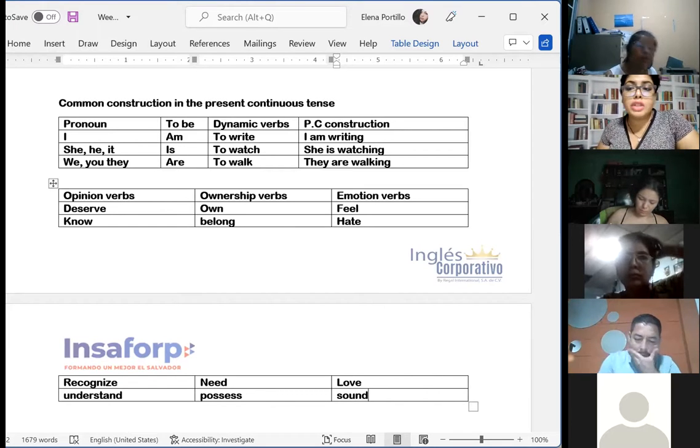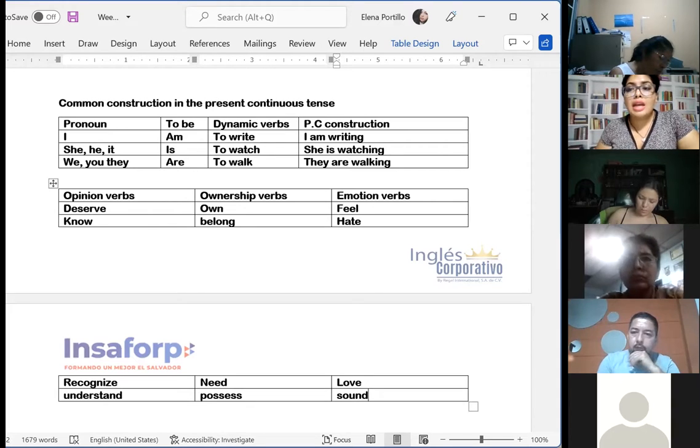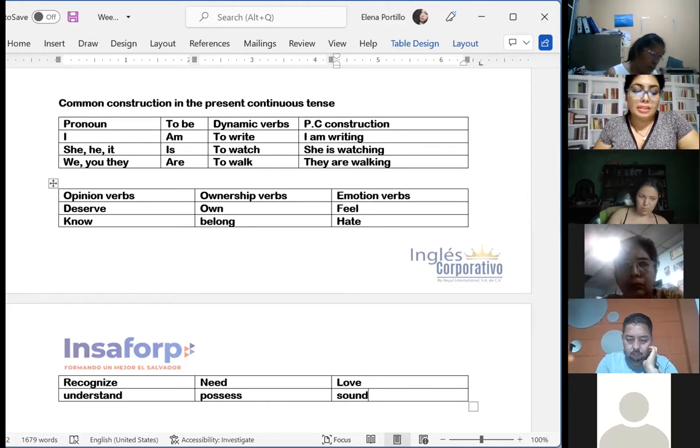Then in the ownership verbs, we have own, belong, need, and possess. Then we have the emotion verbs: feel, hate, love, and sound. In those cases, we are not going to use it with the present continuous tense.